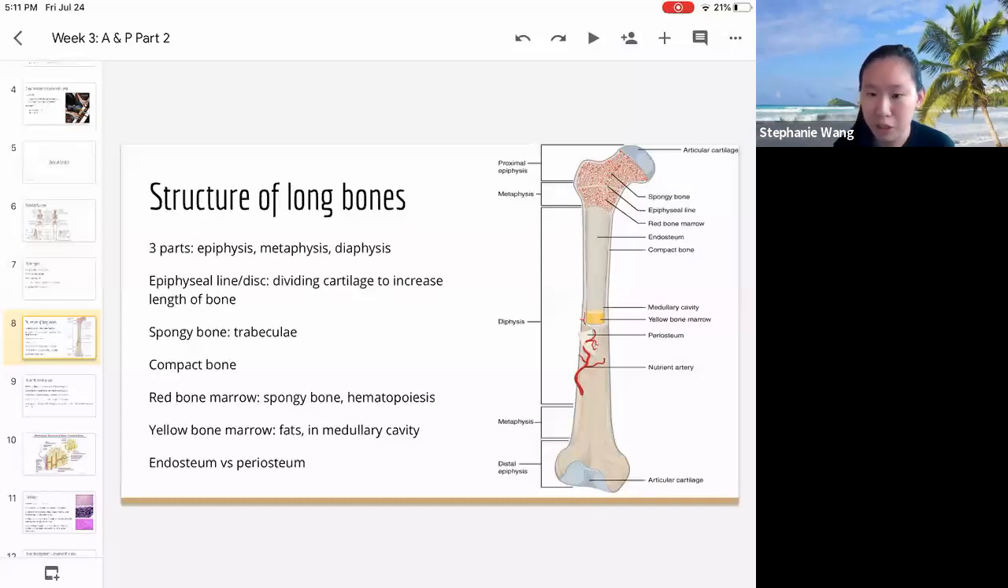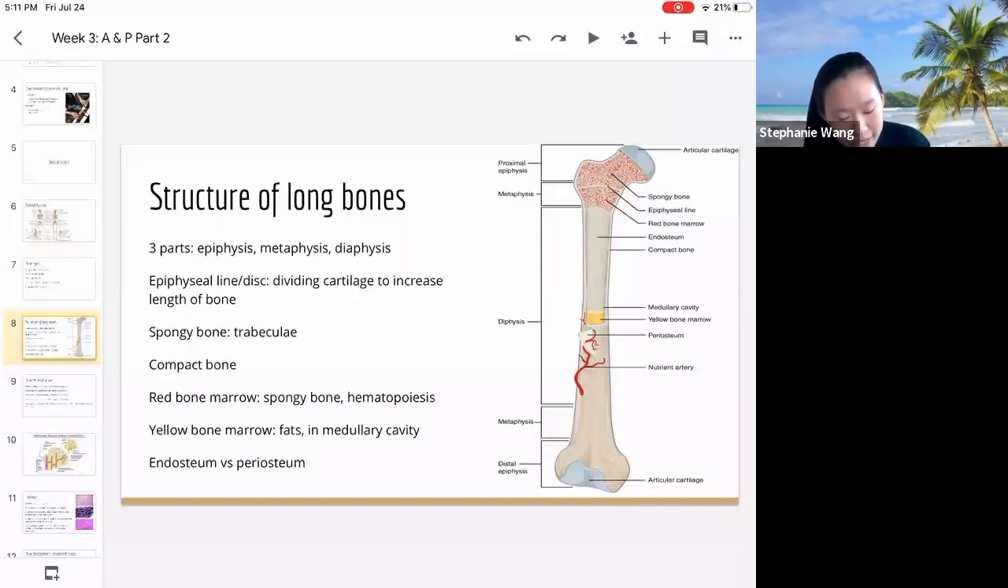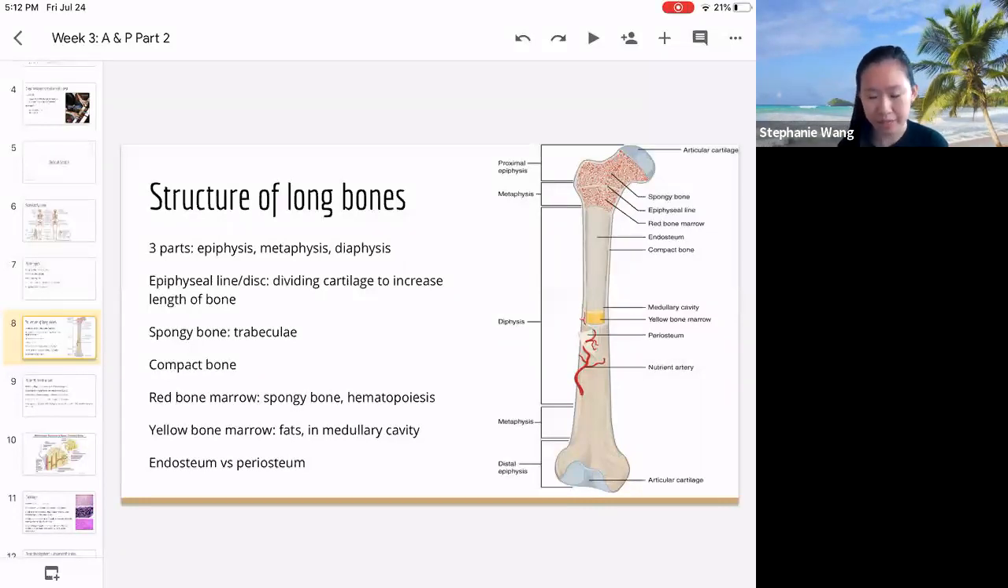What's important is that in the epiphysis and metaphysis the bone is spongy, with lots of holes, and inside those holes is the red bone marrow. The red bone marrow is where your body has stem cells, and these stem cells are used to produce various other organs and tissues of your body. So that's very important. And you can see in the metaphysis there's a little line called the epiphyseal line.